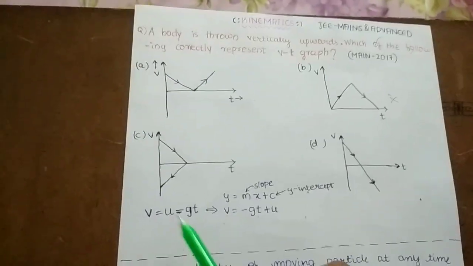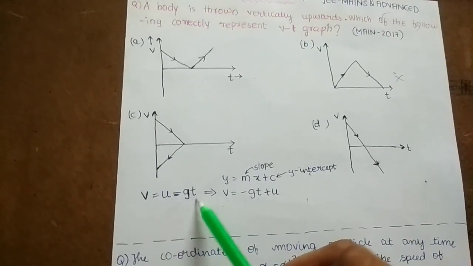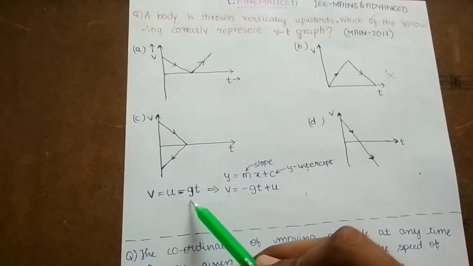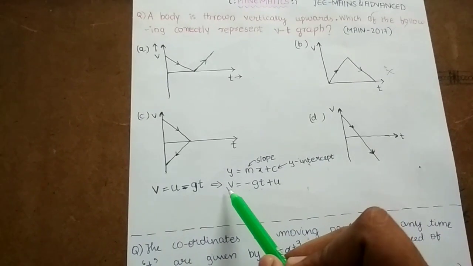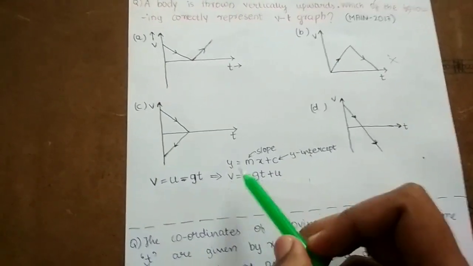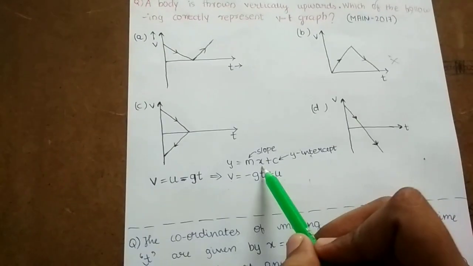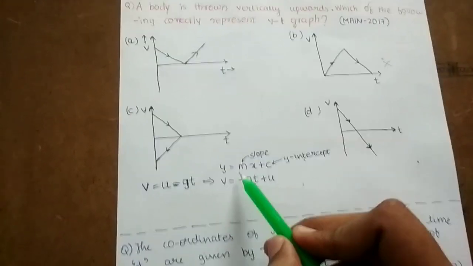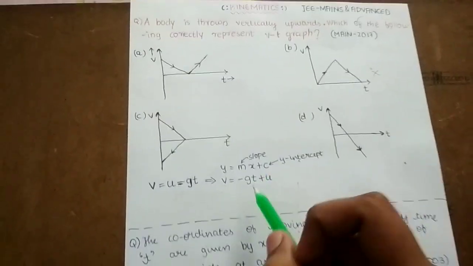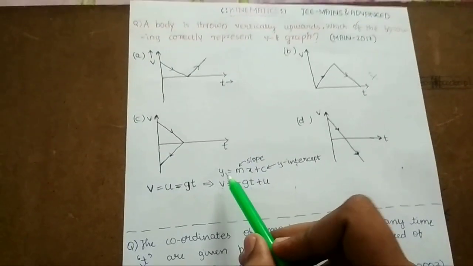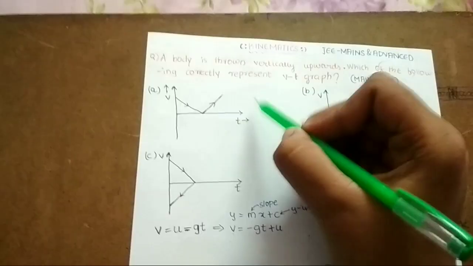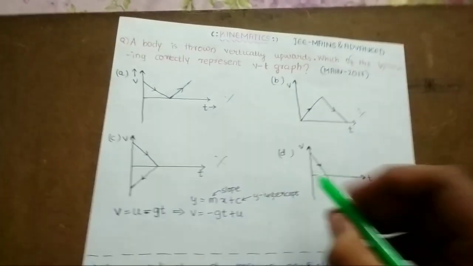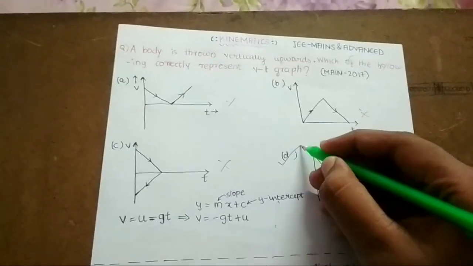We know V equals U plus AT, but V equals minus GT in this case. For a freely falling body, acceleration is acceleration due to gravity, which is towards Earth, negative. So V equals minus GT plus U. By the basics of straight line, y equals mx plus c, where y is the velocity and x is the time. Here we can see that slope is negative and it forms a straight line. So these three couldn't be the options because they don't form a straight line. Only this forms a straight line, so this is the correct option.